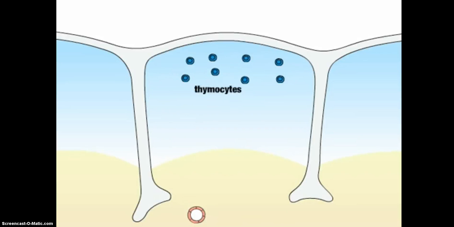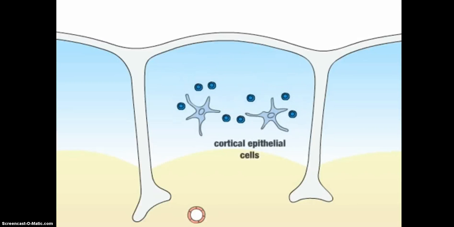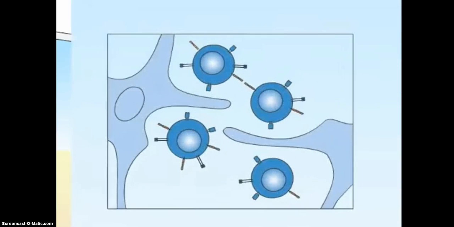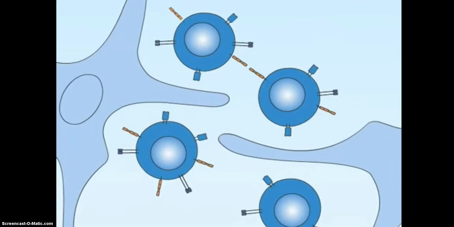As maturation proceeds and the cells begin to express a specific receptor, they move further into the thymic cortex. Interactions between the T-cell receptor and MHC peptide complexes displayed by the thymic cortical epithelial cells play an important part in the fate of the thymocyte. At this point, the developing thymocytes express both CD4 and CD8, as well as an alpha-beta T-cell receptor.